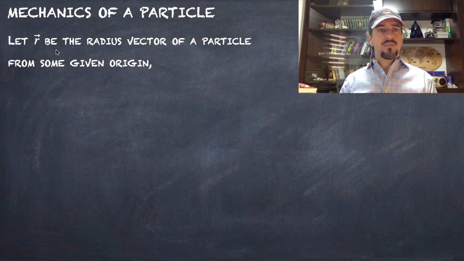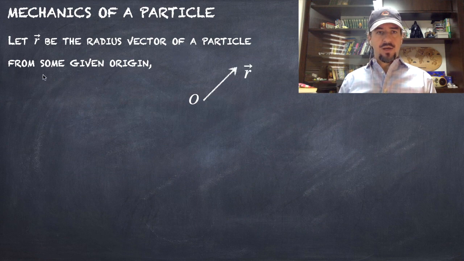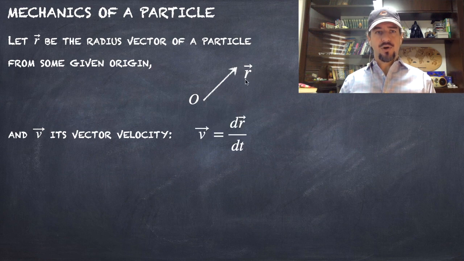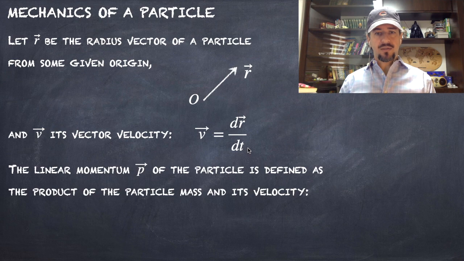So consider a vector r as the radius vector of a particle from some given origin. This is the position of the particle, and v is the vector velocity of the particle, and it is the rate of change of the position of the particle. So the vector velocity is the derivative of the position vector with respect to time.